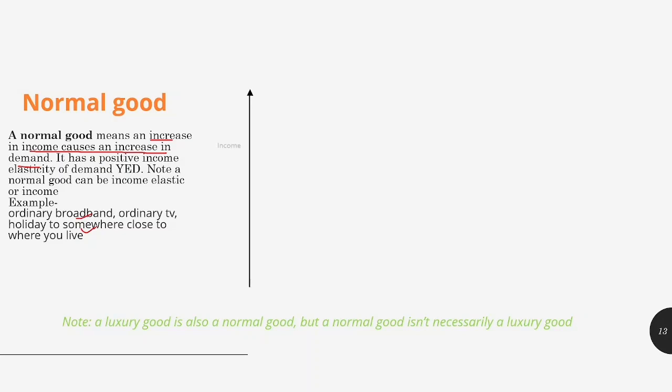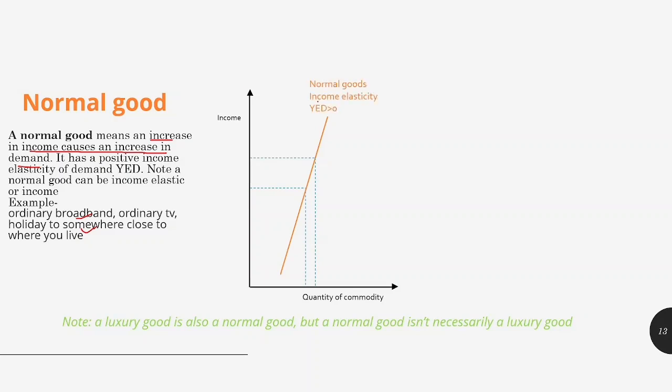Now graphically, we can see that on y-axis we have income. So we are talking in relation to income. So the demand curve for this is upward. Why? Because they have direct relationship with income. So income is increasing, my demand is also increasing for the product. So this is normal good. Income elasticity of demand is greater than 0.